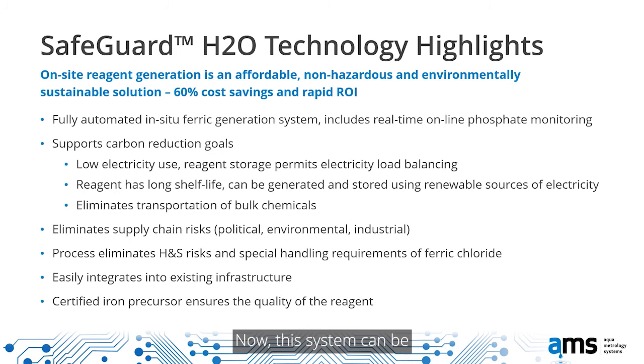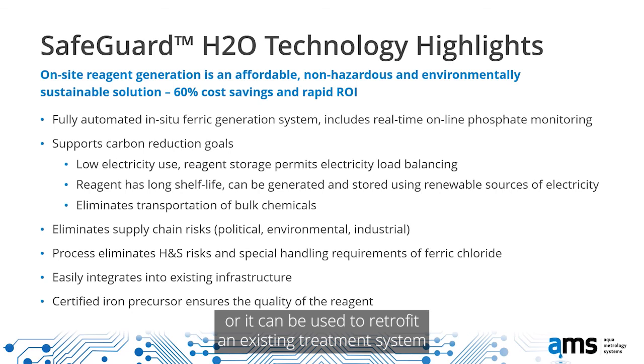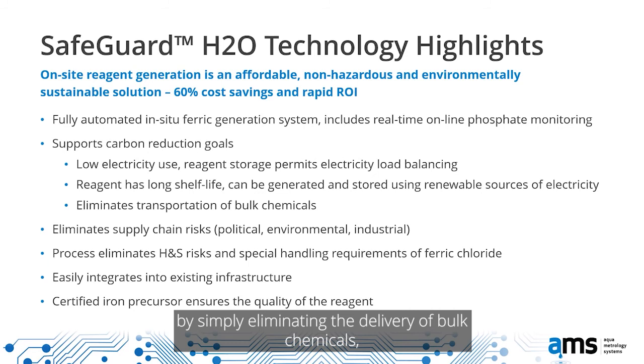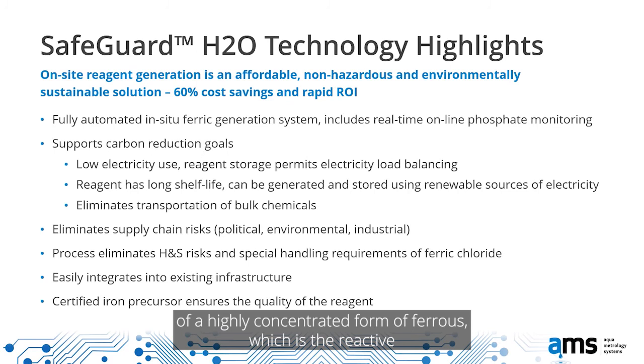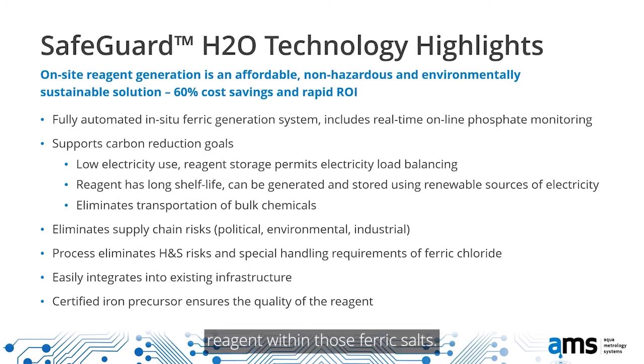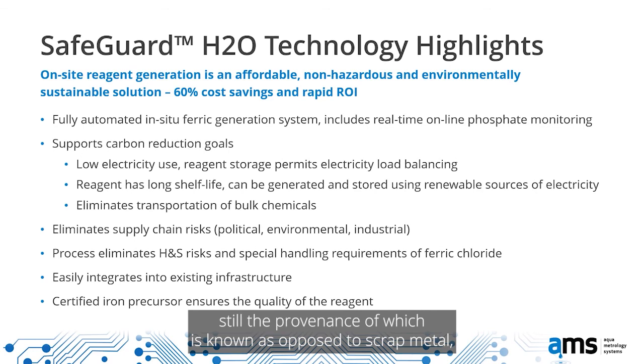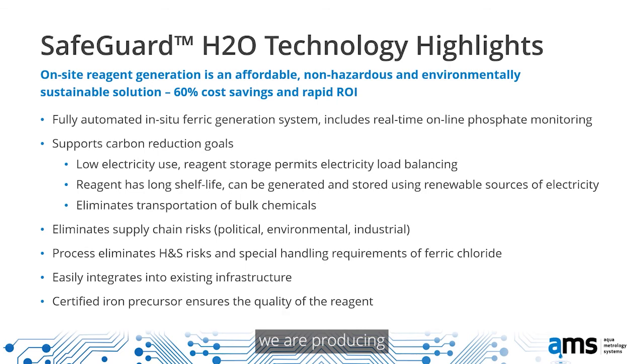Now this system can be either part of a greenfield investment project, or it can be used to retrofit an existing treatment system by simply eliminating the delivery of bulk chemicals by replacing that with an on-site generator of a highly concentrated form of ferrous, which is the active reagent within those ferric salts. And by using a certified precursor, steel, the provenance of which is known as opposed to scrap metal, we are producing a reagent free of contaminants found with ferric salts.